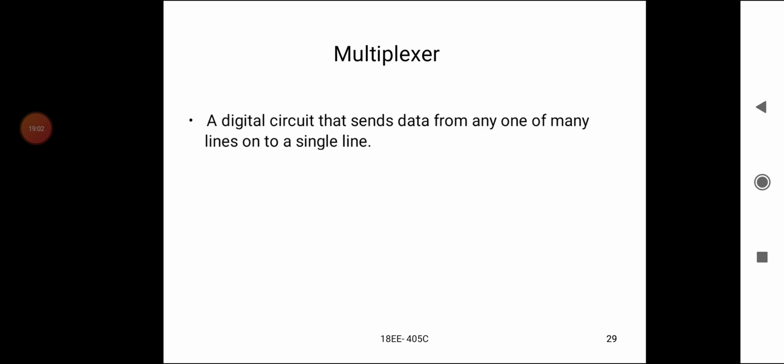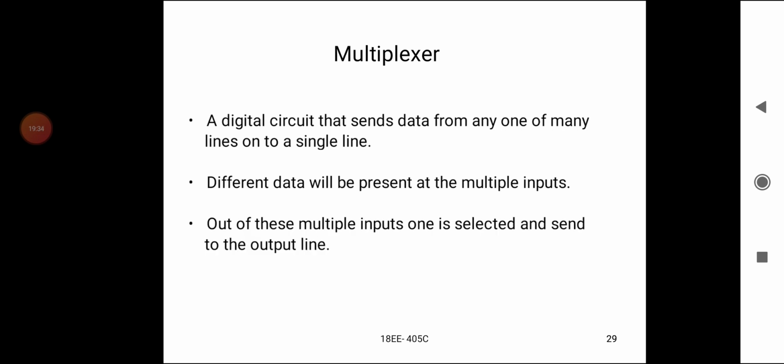Multiplexer, a digital circuit that sends data from any one of many lines onto a single line. Here, many voice channels are connected to a single line in a telecommunication system. Different data will be present at the multiple inputs. Out of these multiple inputs, one is selected and sent to the output line.